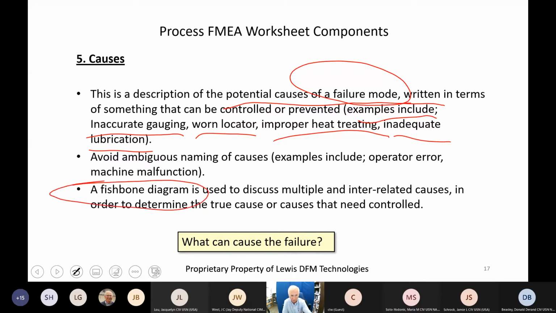We also utilize that fishbone diagram. Remember the cause and effect? Okay, so we know the effect. Now we're working on the causes. And this is where we apply a fishbone diagram to help us to do that.